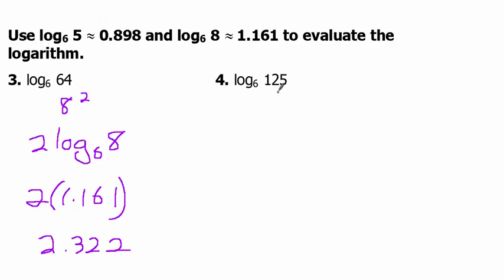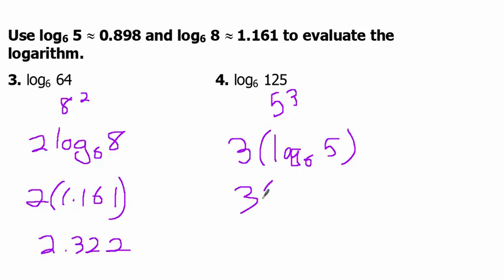This doesn't have an 8 in it, it does have 5. I can think of this as 5 cubed, which means I'm going to do 3 times the log base 6 of 5. That gives me 0.898. 2.694.